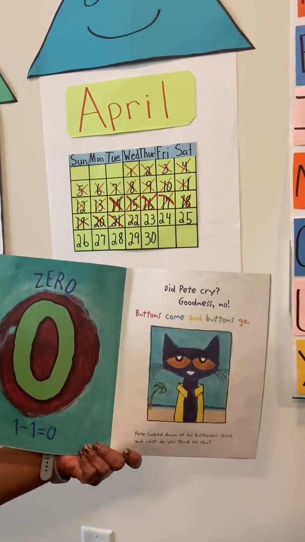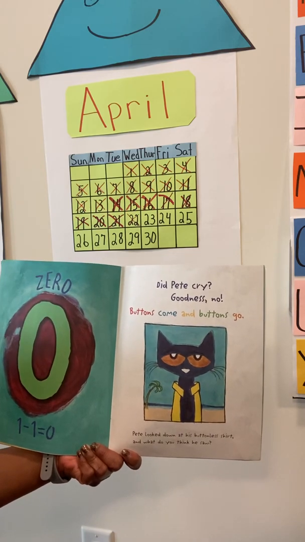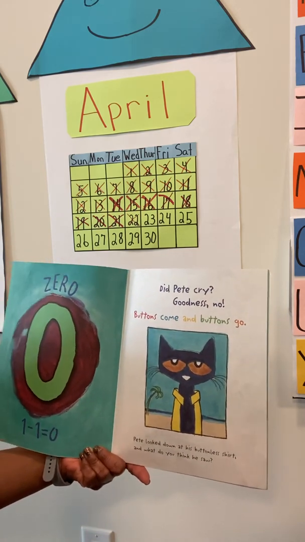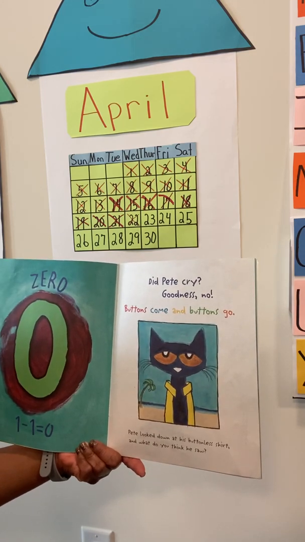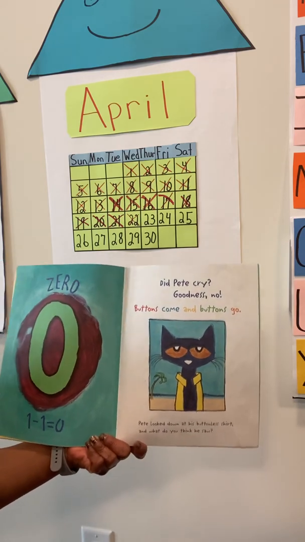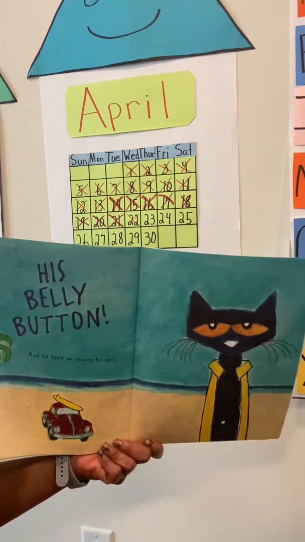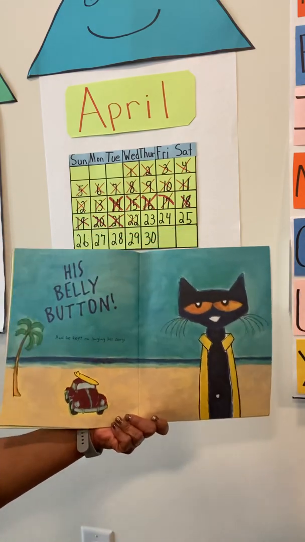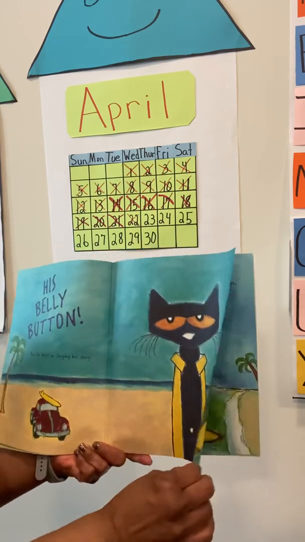Did Pete cry? Goodness, no. Buttons come and buttons go. Pete looked down at his buttonless shirt. And what do you think he saw? His belly button. And he kept on singing his song.